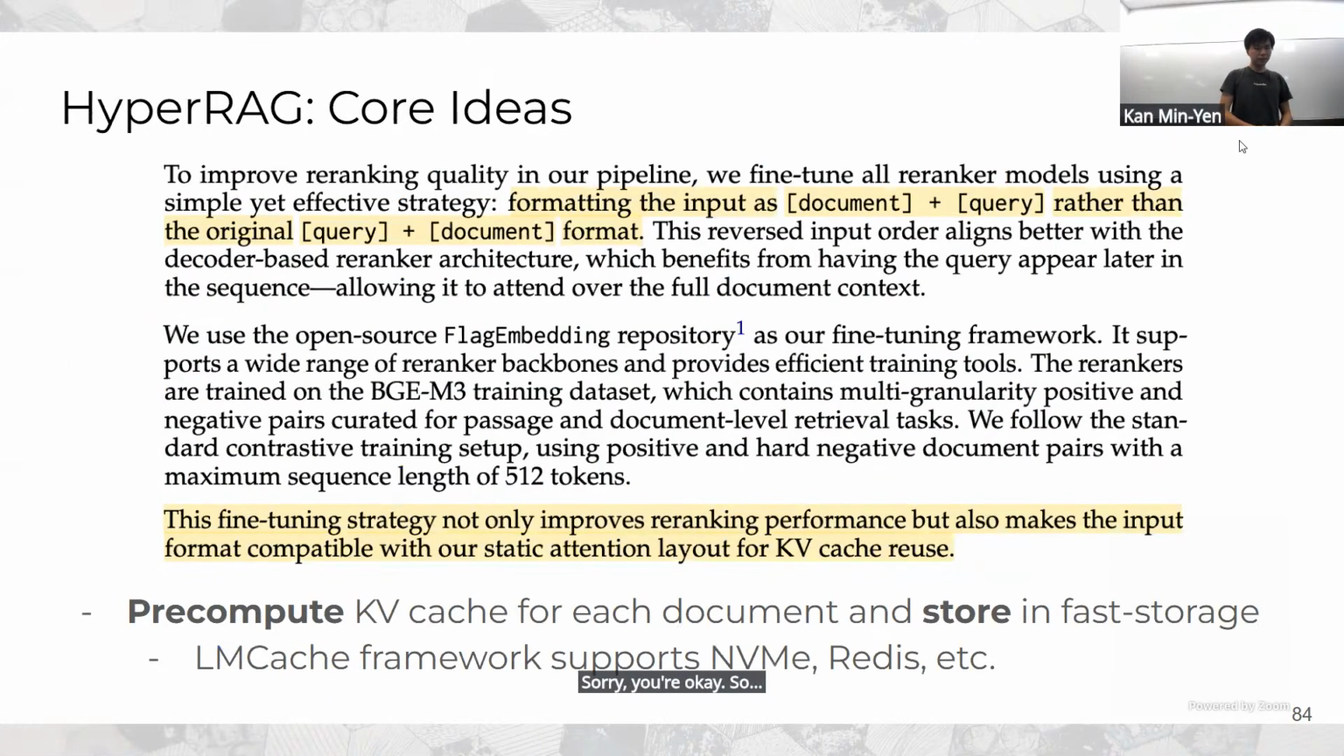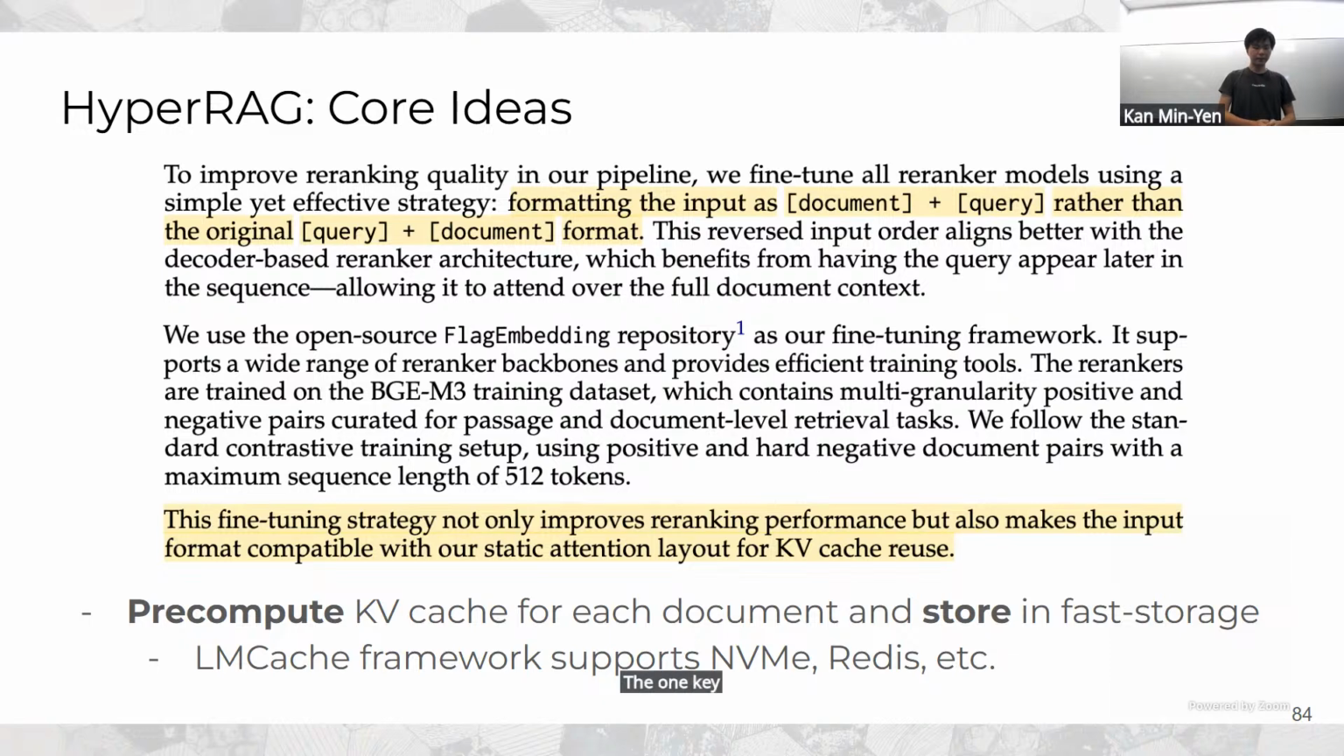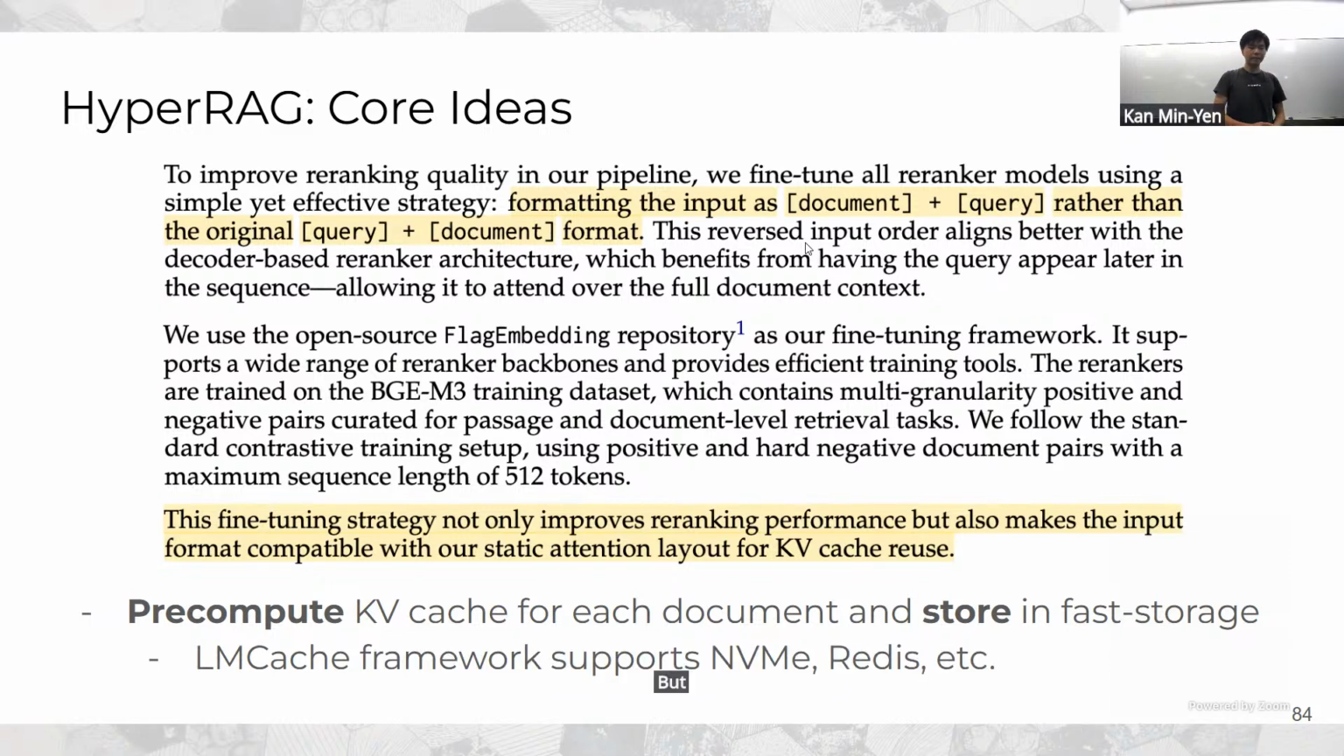So the core idea of this paper is that we can use decoder-based models for re-ranking as well. And the one key thing that they do is that they claim that if they put the document before the query, so typically in encoder-based models, we put the query first and then the document. But the claim was that if we put the document first and then the query, it helps the decoder model essentially be competitive. So that's one of the changes they made, switching the order of this.